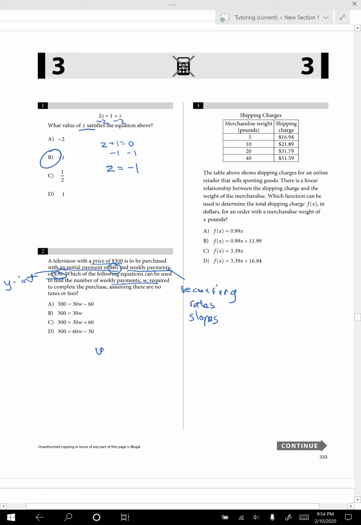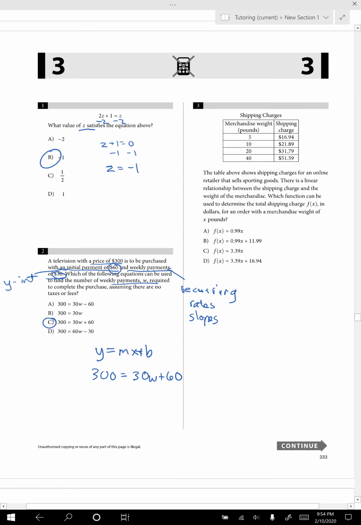Okay, so let's write the general form of a linear equation. We've got that here, and now we just need to plug in our values. The total price, 300. Our slope is 30. Our y-intercept is 60. And they wanted this in terms of W here. So we can see that our answer is C.